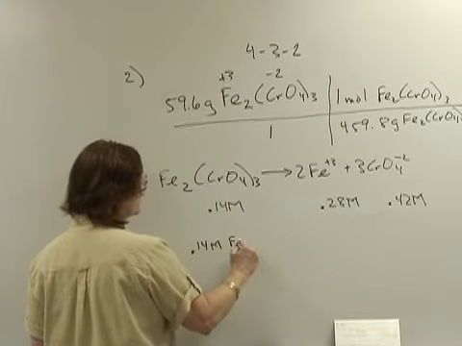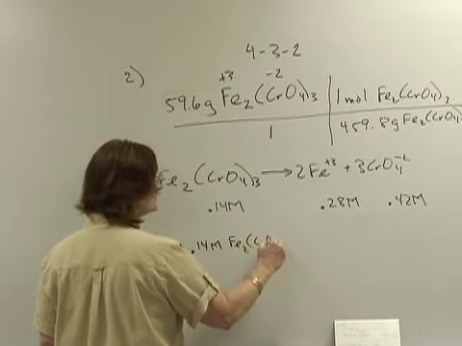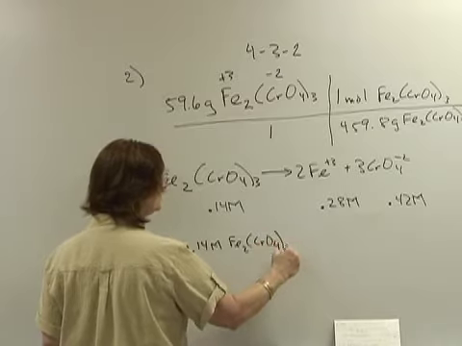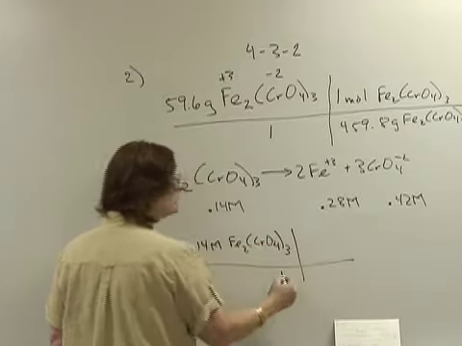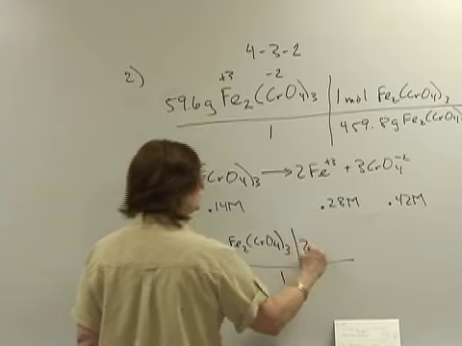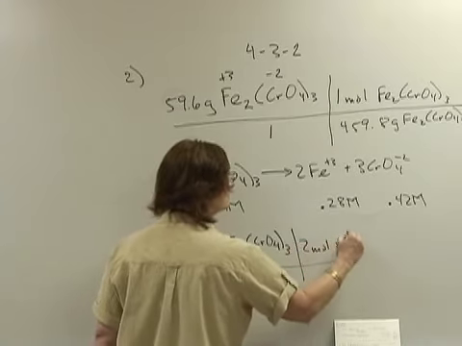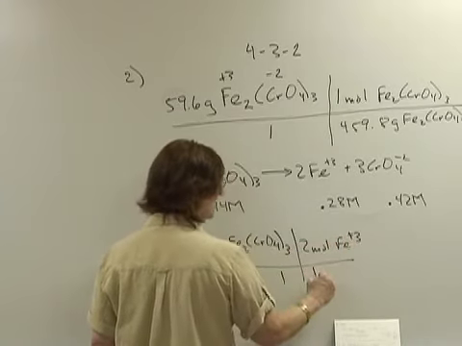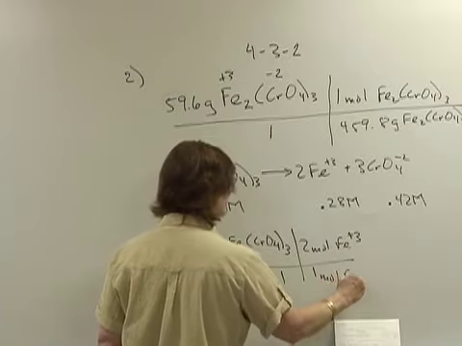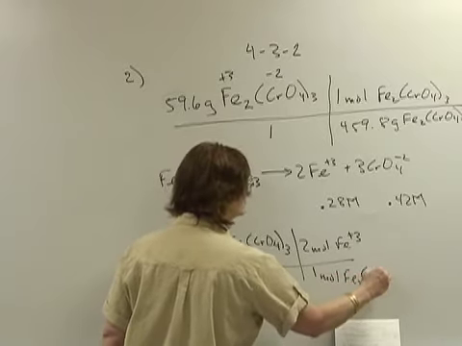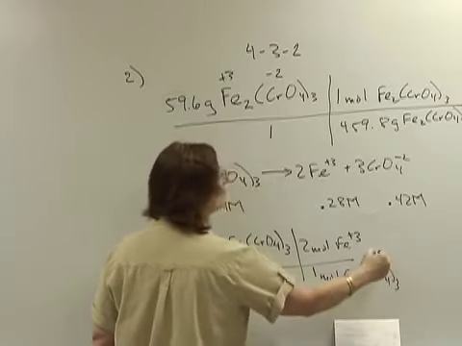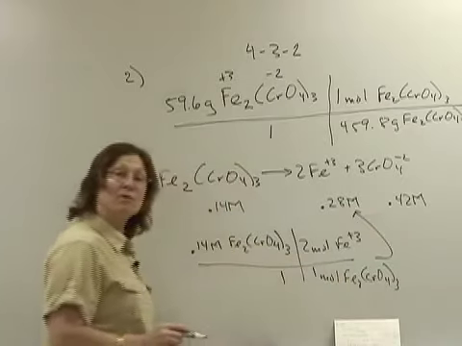I have the molarity of the chromate solution, and then I use the mole ratio. And there are 2 moles of iron ions to every 1 mole of the original iron 3 chromate. And then that would give me this 0.28 molar.